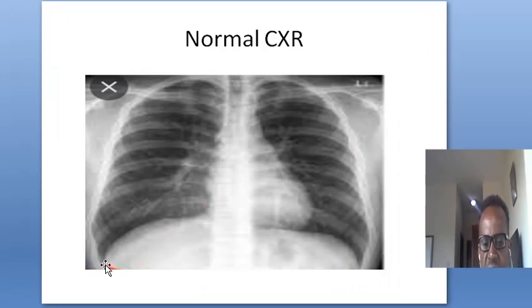In a normal chest X-ray we have the costophrenic angle and the cardiophrenic angle. The cardiophrenic angle, as you can see, is an obtuse angle, and the costophrenic angle is a very acute angle here as well. This is the acute costophrenic angle, and this is the obtuse cardiophrenic angle.